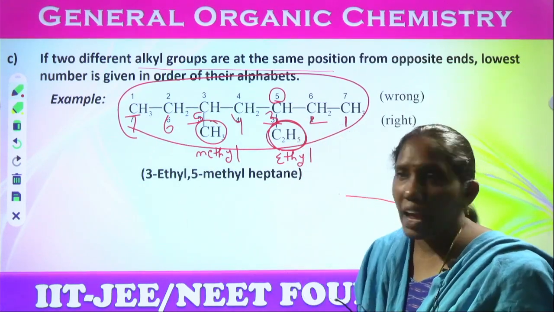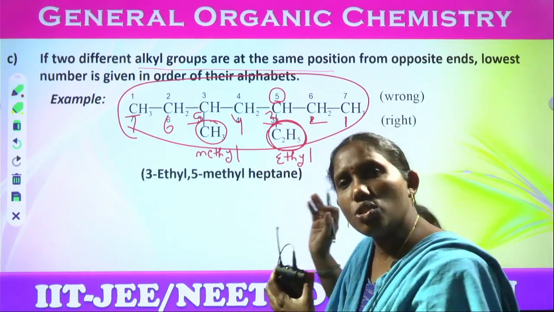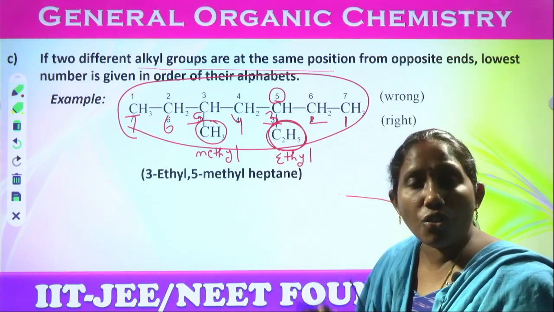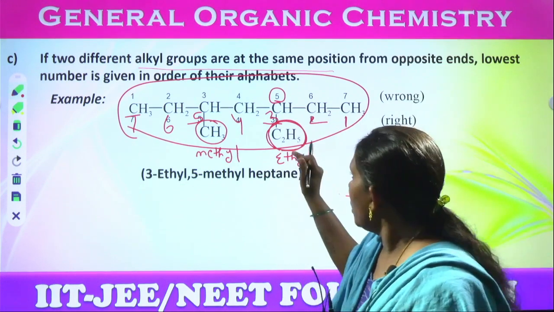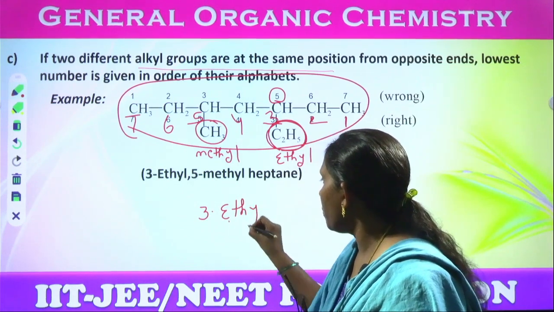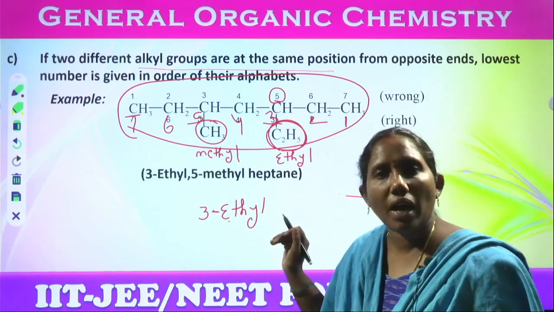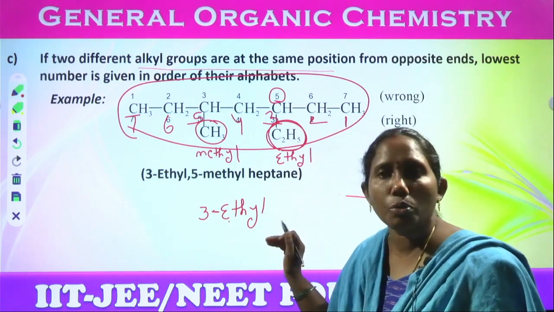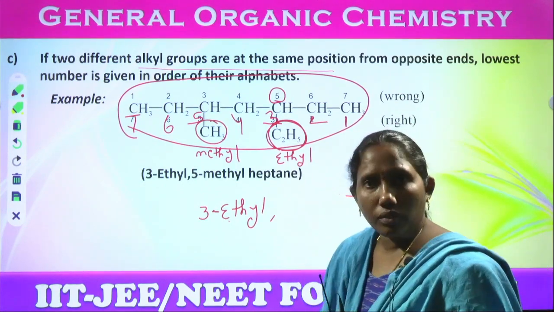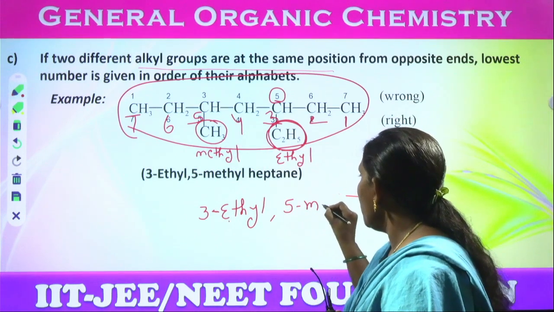Third carbon has ethyl group and fifth carbon has methyl. These 2 are prefixes only. So first we have to write the prefixes. What is that? 3-ethyl. Between 3 and ethyl we have to keep a hyphen, because that 3 belongs to this ethyl group and represents the number of carbon, comma, and on the fifth one we have a methyl group, so we write 5-methyl.